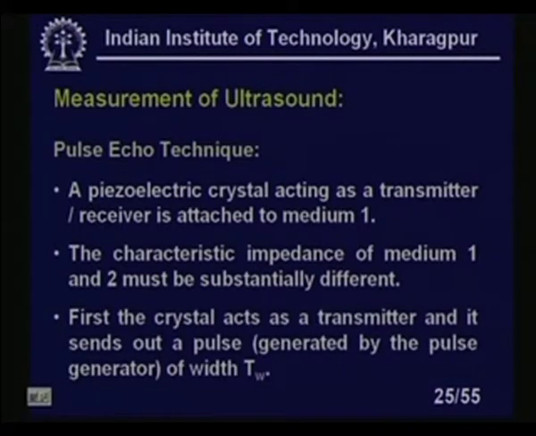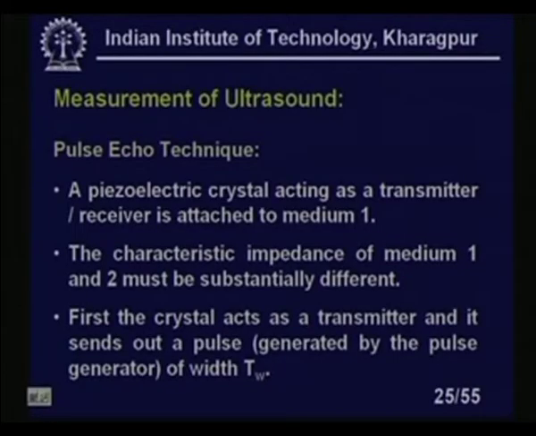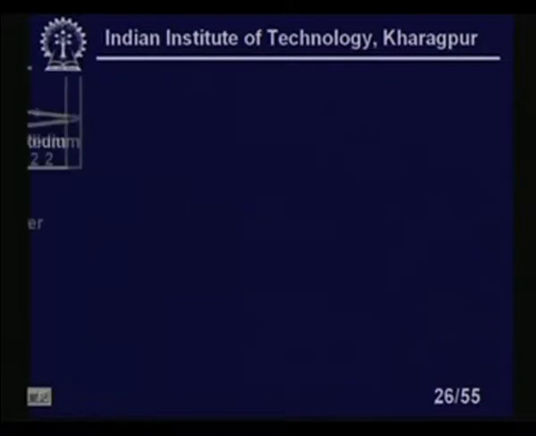First, the crystal acts as a transmitter and it sends out a pulse, a burst of very short duration, and it will remain silent for some time until I have received all the reflected signals. You will find that you get repeated reflected signals. We will take the first one, the received signal which has the highest intensity; other subsequent reflected signals will have lower intensity, generated by the pulse generator.